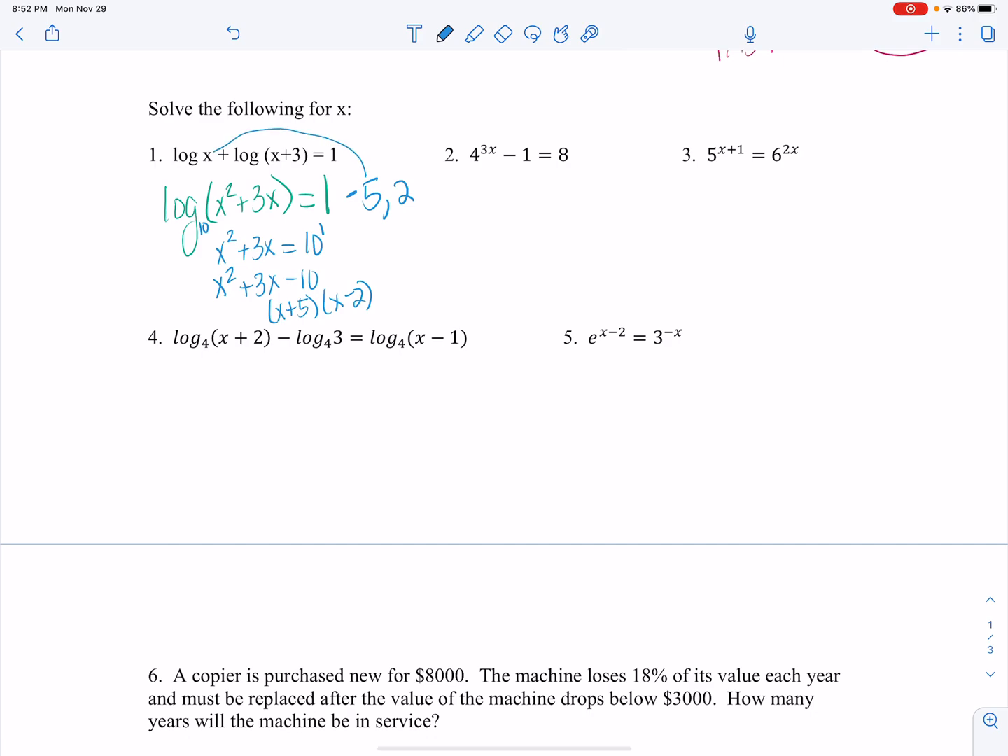Well, if I put the negative 5 into here, it doesn't work. But if I put 2 in, it works in both. So my only answer that works is 2. I would need to see the algebra on this. So I would be looking to see, did you have x plus 5 and x minus 2?